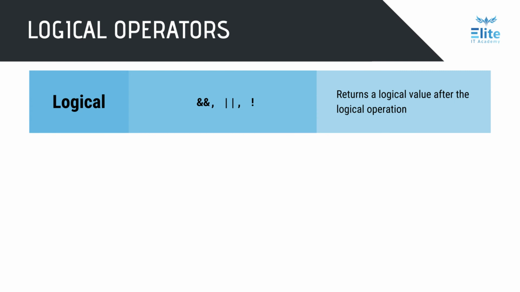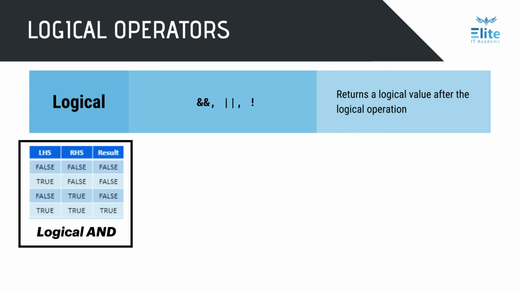Let's now look at logical operators. Logical operators are used to combine multiple relational operations in an expression. The operands of a logical operator have a logical value true or false, and its result is also a logical value. Two logical operators, AND and OR, are binary operators.